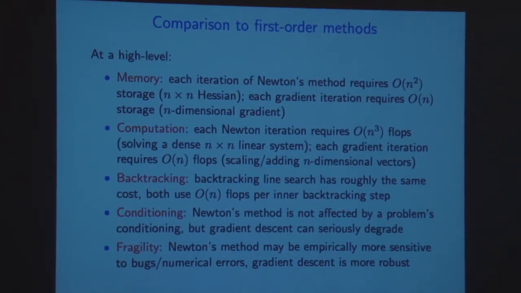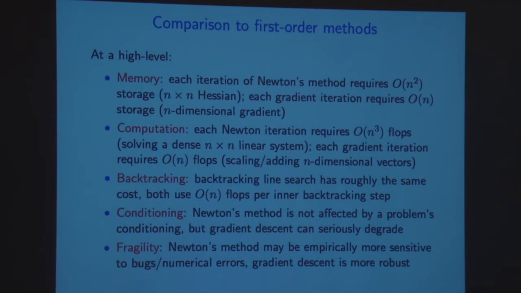Computational considerations. Each iteration requires, if the Hessian was dense, on the order of n cubed flops, because we're going to solve a dense n by n linear system to find the Newton direction at each iteration. Each gradient iteration only requires order n flops. We're just multiplying the gradient by a constant and adding that to another vector. So there's really not much difficulty there computationally.